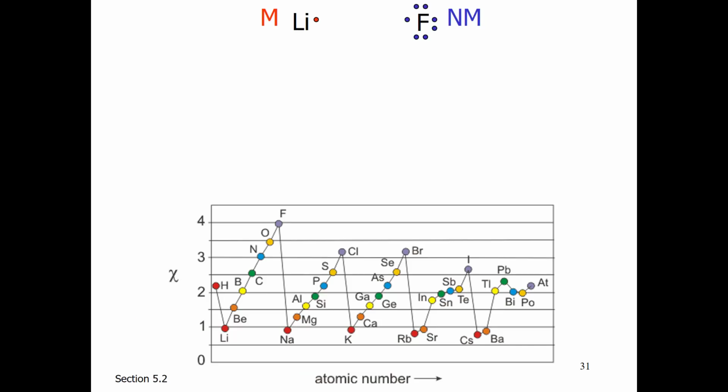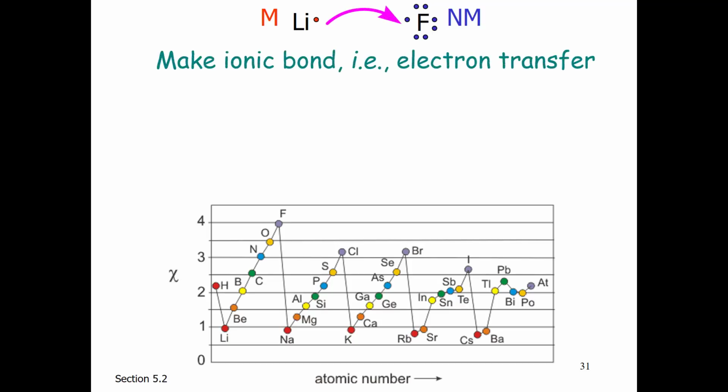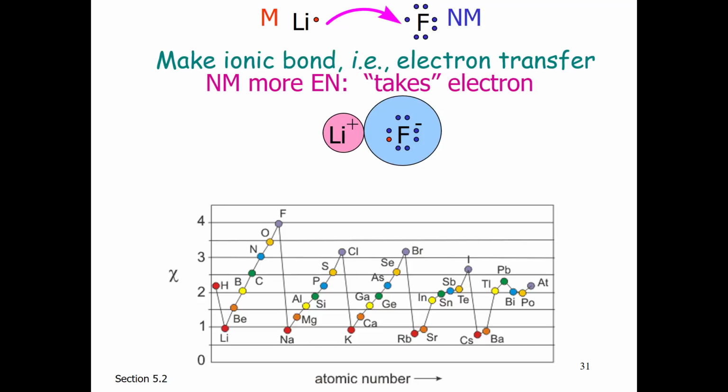What if we had something like lithium and fluorine, though? Lithium is a metal, fluorine is a nonmetal. So we're going to not share equally. We're going to make an ionic bond where the electrons are transferred from lithium to fluorine. The nonmetal is more electronegative, so it's going to take the electron. So we're going to end up with lithium 1+ and fluorine with a 1- charge.